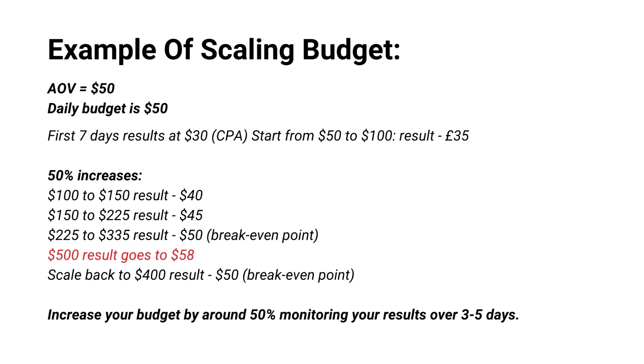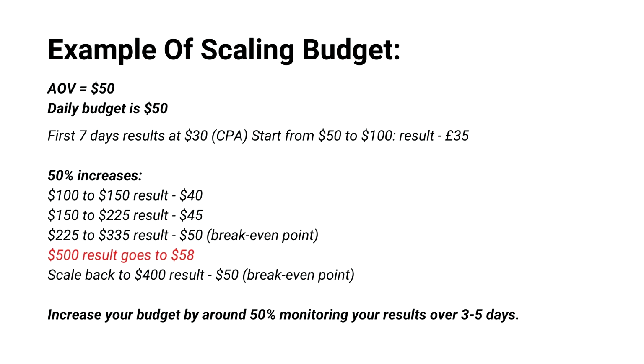So let's just look at an example of what this would actually look like. Now, let's say your average order value is $50 and your daily budget is $50. In that first 7 days, you get results at $30, meaning your CPA or cost per acquisition is $30, which really means it's costing you $30 to acquire the customer.